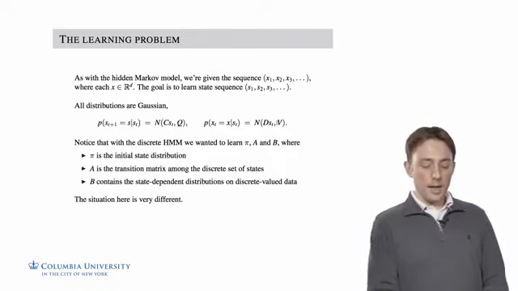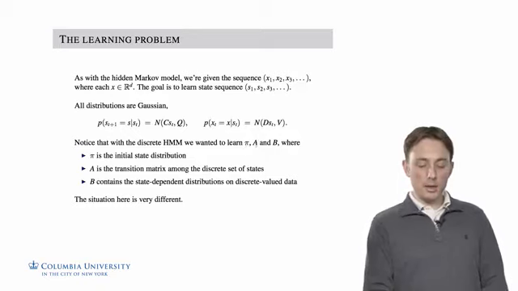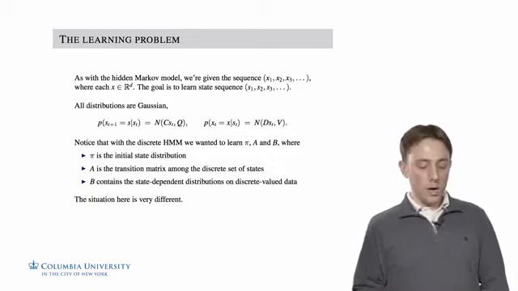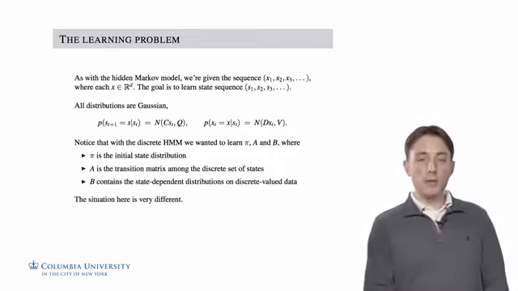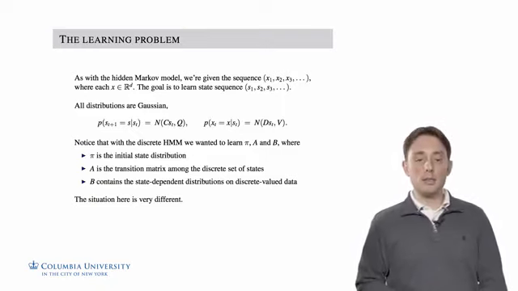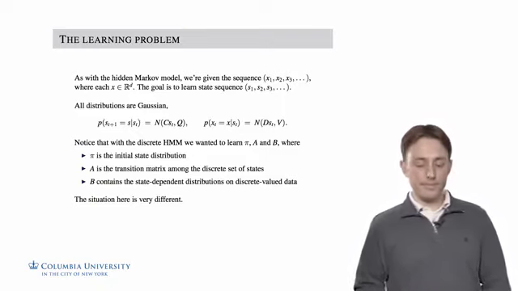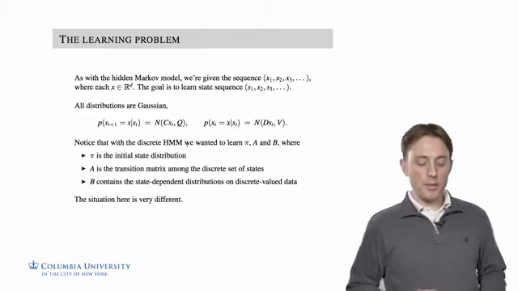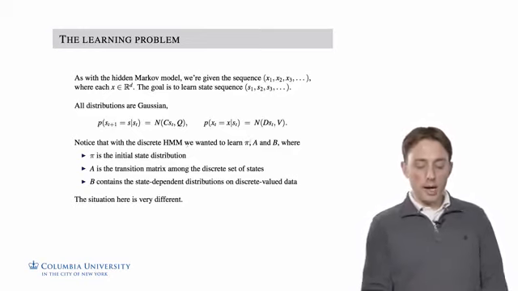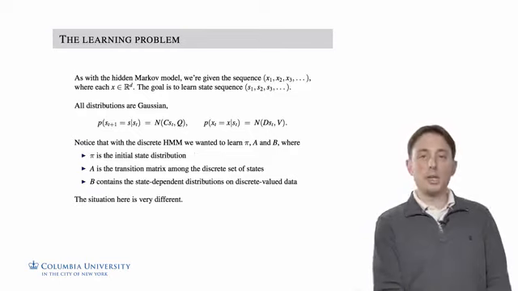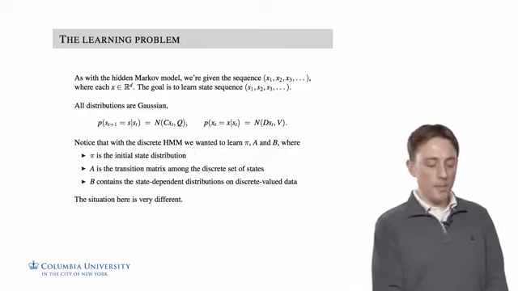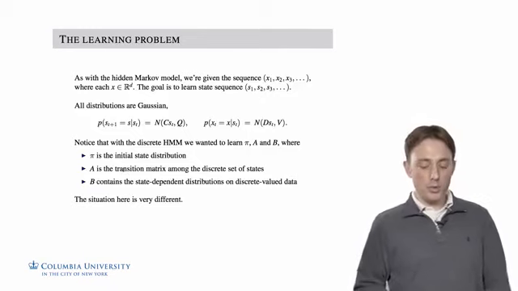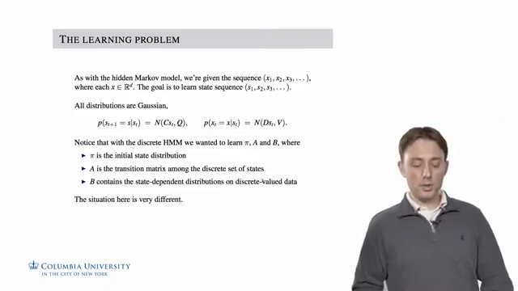So notice that, again, with the discrete HMM, we had these other model variables, pi, A, and B, and we wanted to learn those as well. Here, we don't have any of those. All we want to learn is the underlying state vector as a function of time. So again, just to emphasize, let's notice how this is very different from the discrete HMM. With the discrete HMM, we wanted to learn pi, A, and B, where pi was an initial state distribution, where we had a discrete set of states. A was a transition matrix among the discrete set of states, and then B contained the state-dependent probability distributions.